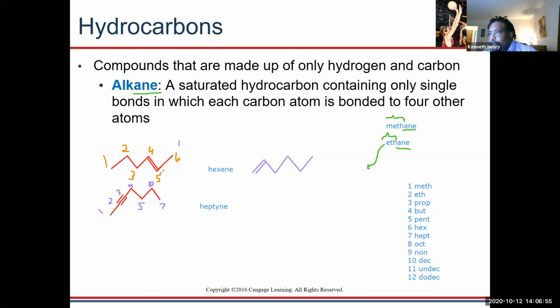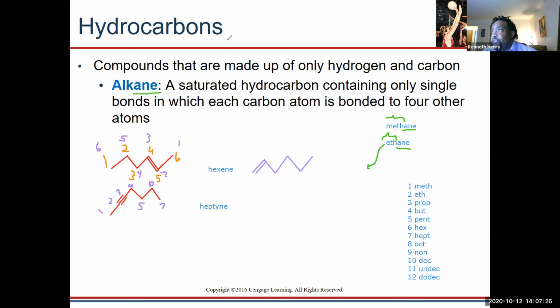This could be 1. Okay, that were really supposed to be green. 2, 3, 4, 5, 6. So you want to put the numbering so that it gives you the lowest number where that element is. So if we go 1, 2, 3, 4, the double bond would start at the 4, right? If we go 1, 2, 3, then the double bond would start at the 3.